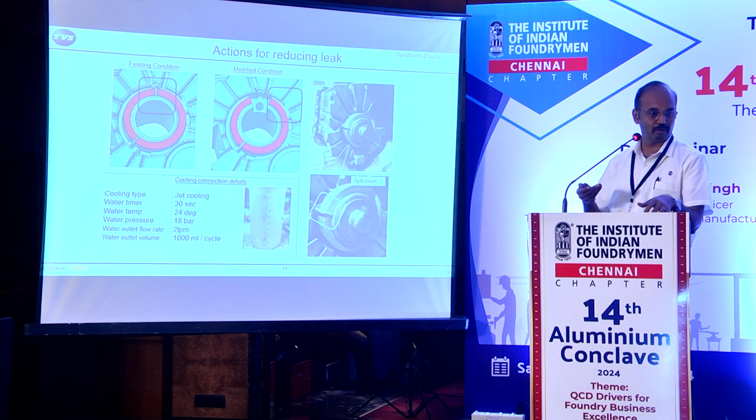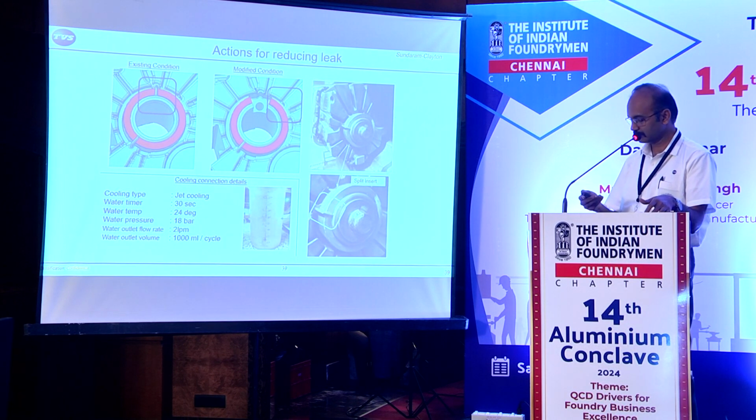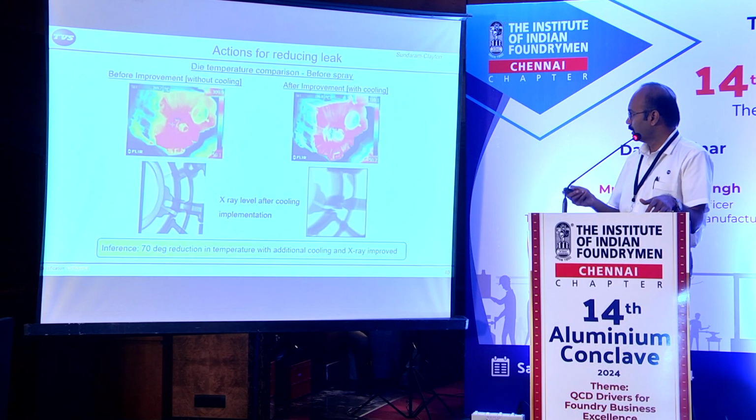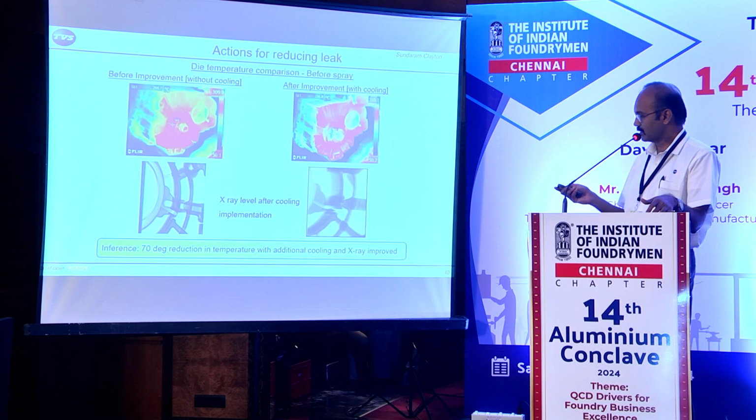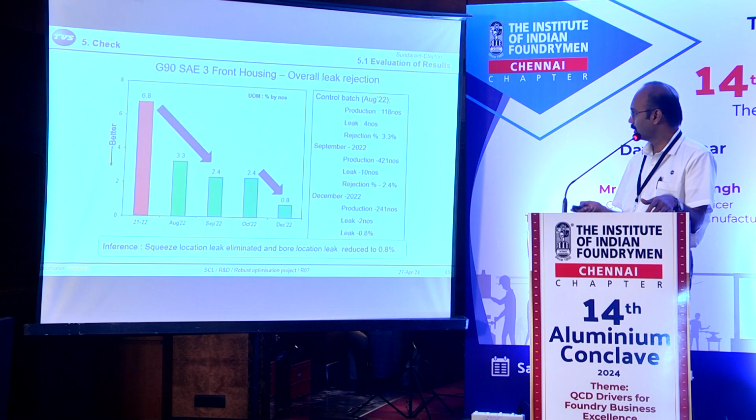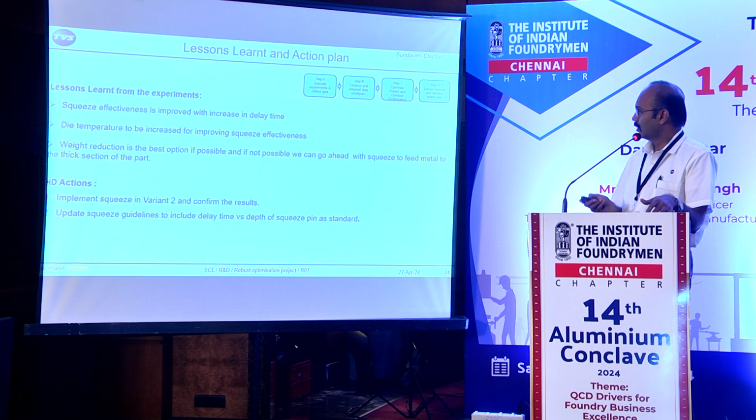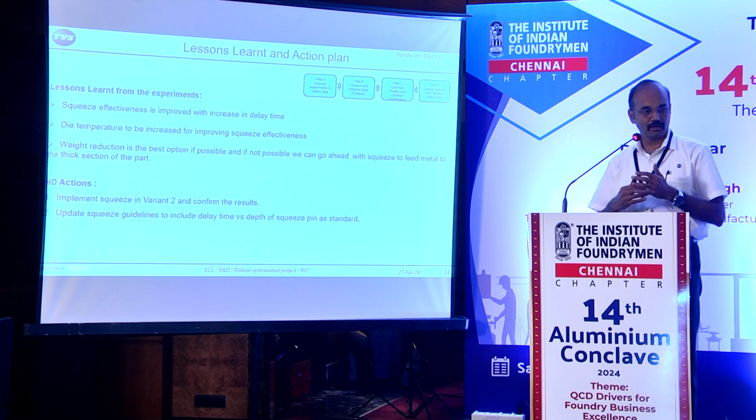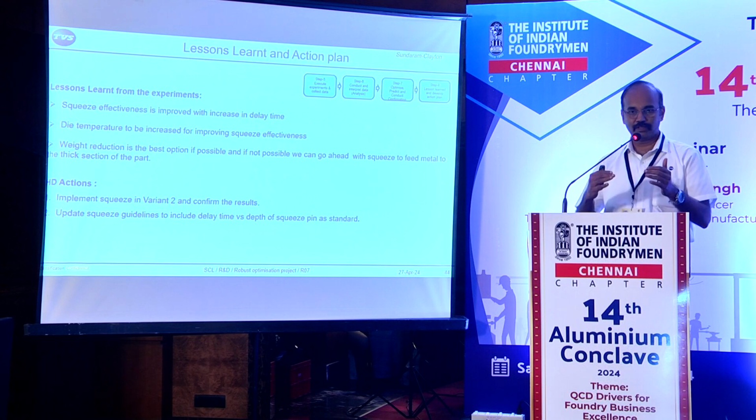This is also another technique to move the porosity. This is not to eliminate it, whereas in squeeze we can eliminate the porosity. In jet cooling we can just move the defect away from the machining. So these are the images of die temperatures, and the radiography images showing that the defect is moved, and the leak rejection has come down to 0.8. So one method is doing the experiment.